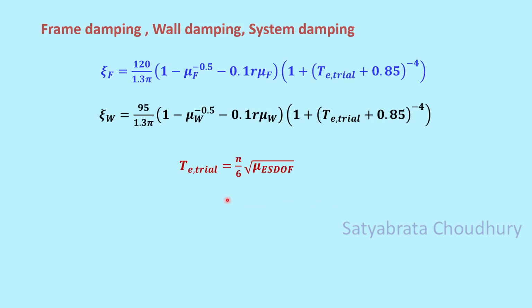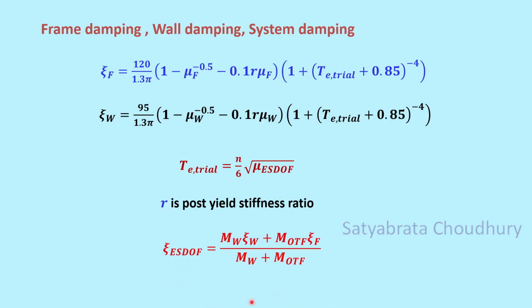The trial effective time period, as is appearing here and here, is given by this expression, n by 6 into system ductility, that is mu es, the equivalent single degree of freedom system ductility, that is involved here. R is post yield stiffness ratio. What is this? We shall take up. And finally, damping of the whole system is given by this formula, Mw xi w plus MOTF xi f divided by Mw plus MOTF.